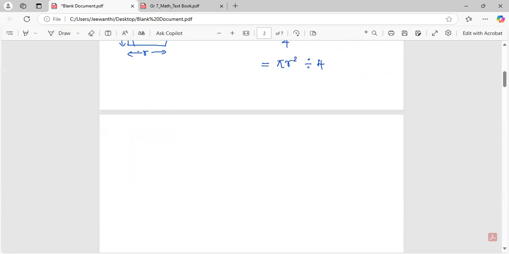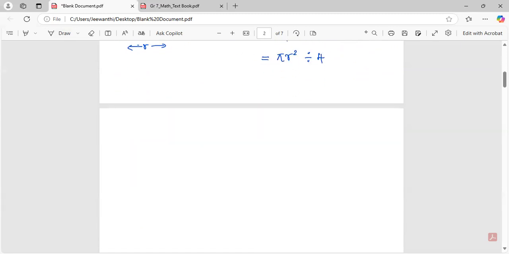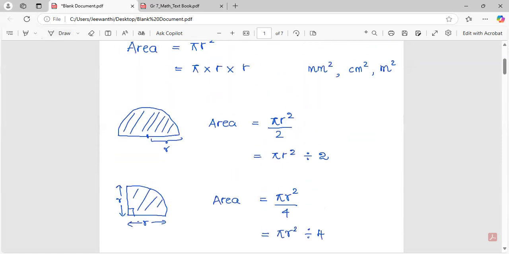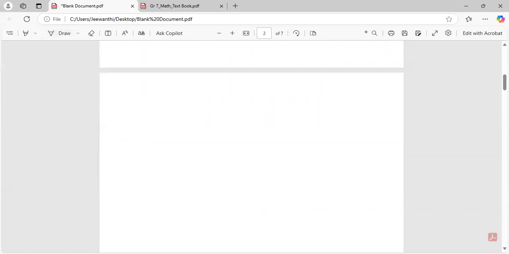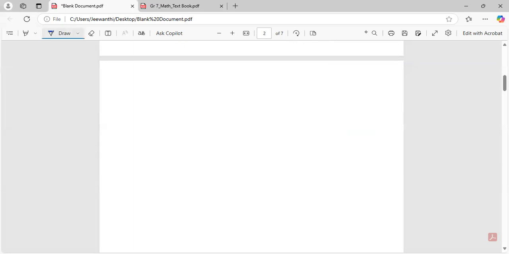Now I'm moving to the complex part of this. Let's say that I don't have the full circle, the semicircle, or the quarter circle. Instead, I have only a portion of the circle, which we call a sector of the circle. So I have the full circle here. Just imagine that you have the full circle and this small portion. Let's say this is a land and I want to find the area of this land.